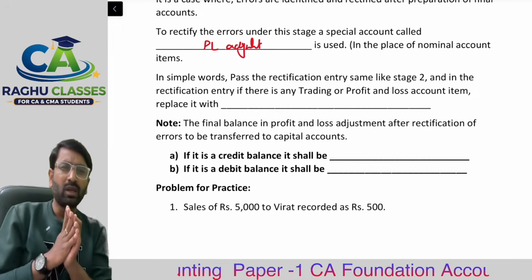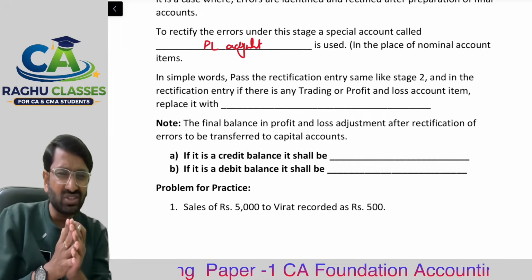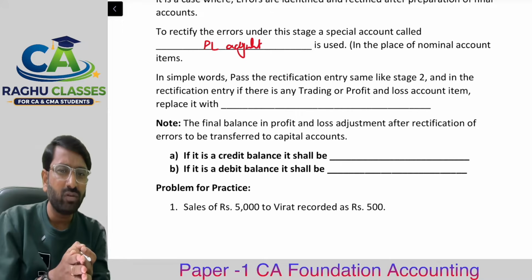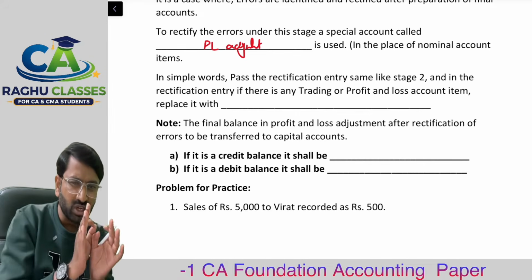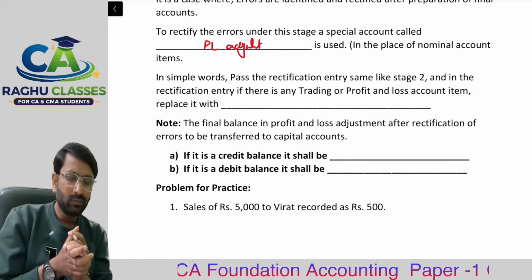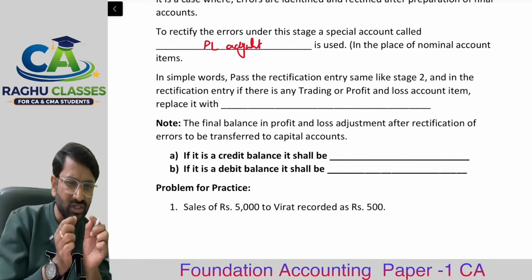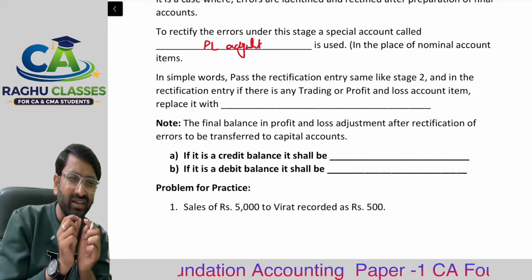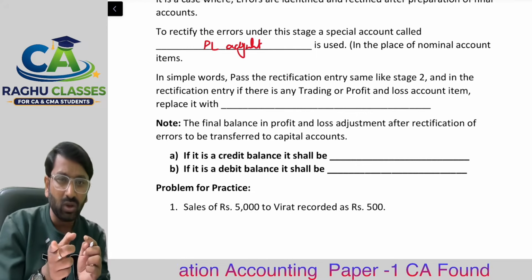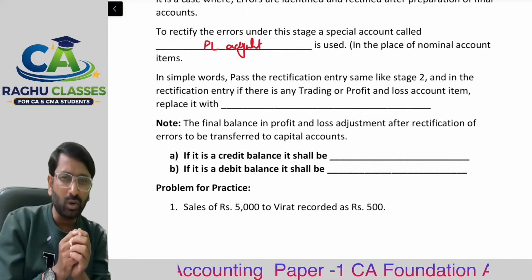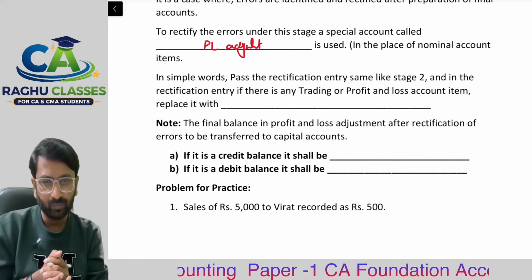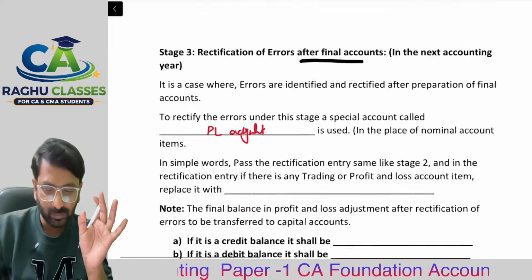What you should do, you do the rectification of errors same like how we have done in stage 2. Correct entry, wrong entry, rectification entry, no change whatsoever. In the rectification entry, you see if you find any item that comes in either trading account or profit and loss account, replace that particular account with P&L adjustment account. So there is no change in the process. Let me take the same examples.